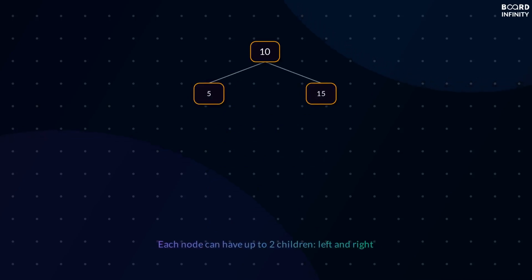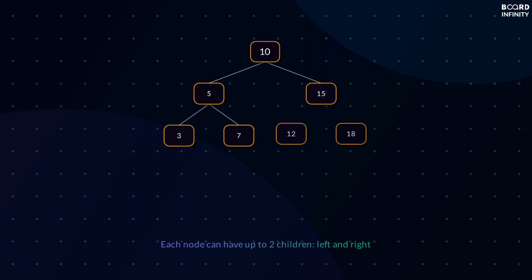Binary means each node can have at most two children, a left child and a right child. Why this constraint? Because two branches per node make algorithms predictable and efficient. Imagine a single node. It's just a box holding some data. Now we add a left child and a right child below it. Each of those children can also have up to two children. We keep going, level by level, and the tree grows downward.